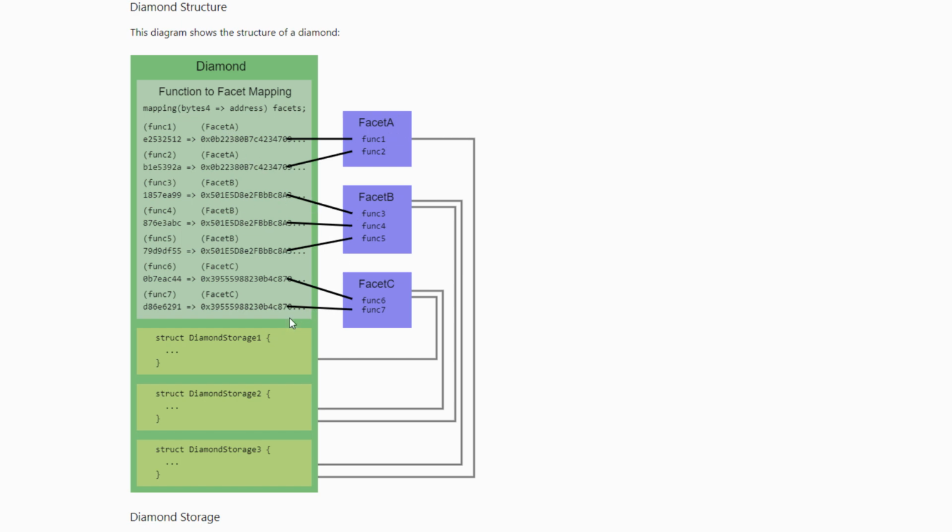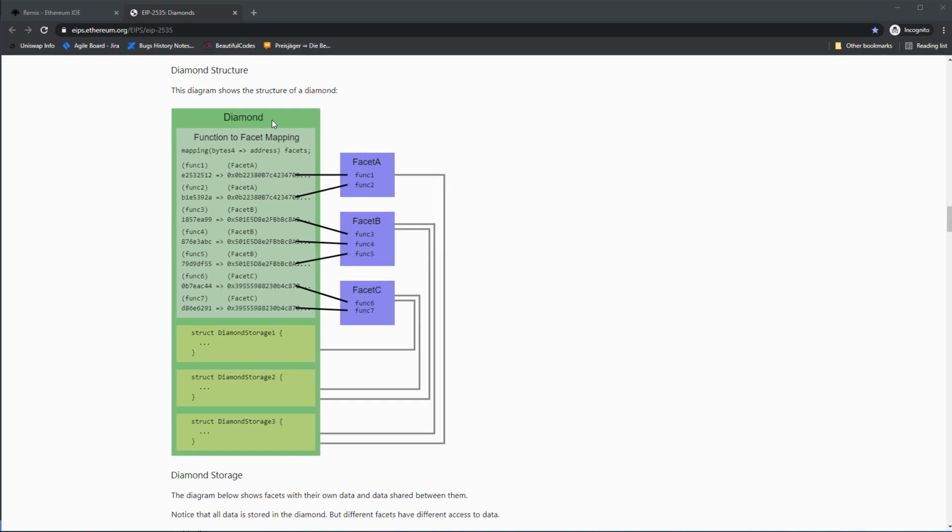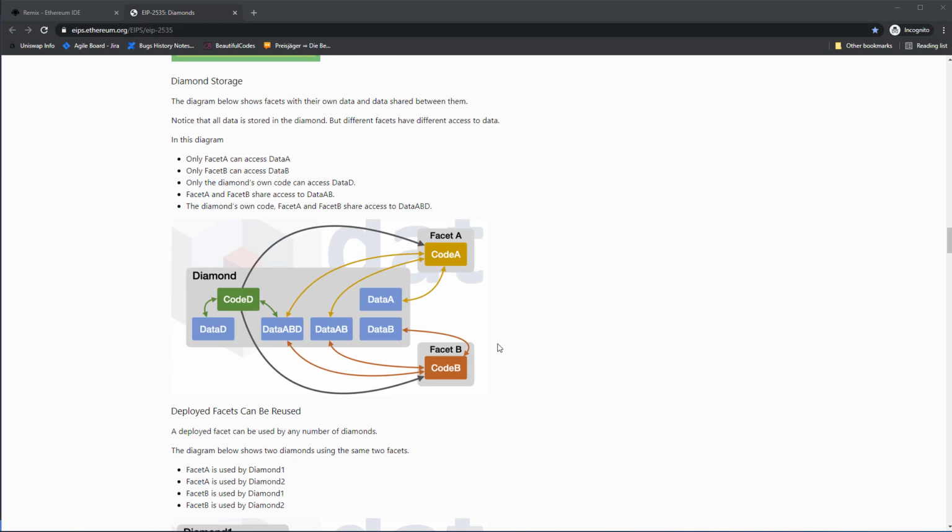And then the storage is in a struct, and that struct is then on a specific storage location, and the facet is responsible for defining that storage location. And that lives inside the diamond smart contract. Very much the same as with unstructured storage proxies, where the storage is again in the proxy, and you just have a logic smart contract that is separate.